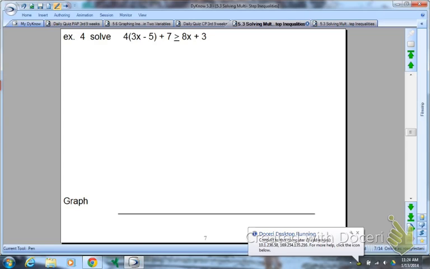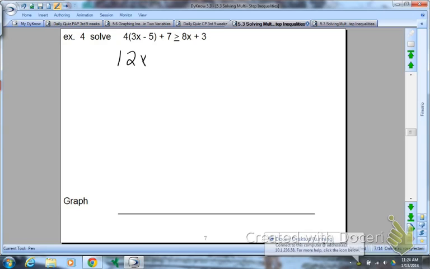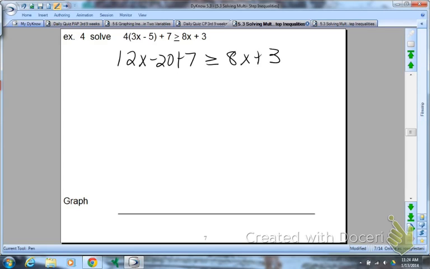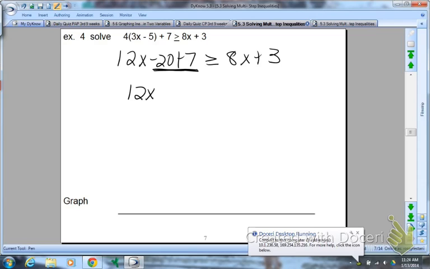Okay, we have to think back to solving equations. We treat solving equations just like inequalities. The very first thing that we're going to have to do is to clear our parentheses. So we're going to do the distributive property and get 12x minus 20 plus 7 is greater than or equal to 8x plus 3. Now, I have to combine like terms on the left side of the inequality sign. Negative 20 plus 7 is a negative 13.